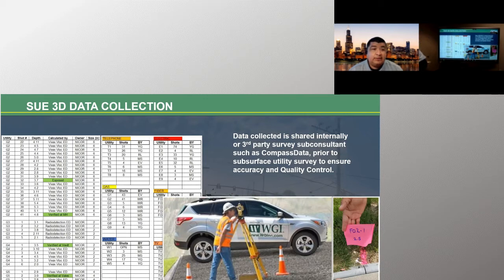We're providing the utility that was marked, the number of shots that need to be surveyed, the associated depths to those shots, and how we calculated the depths, whether it's from pipe and cable locators, exposed at a test hole through quality level A, through a manhole, etc. We're also documenting obviously the owner and the sizes. And then we're providing all this information internally and to third-party consultants.